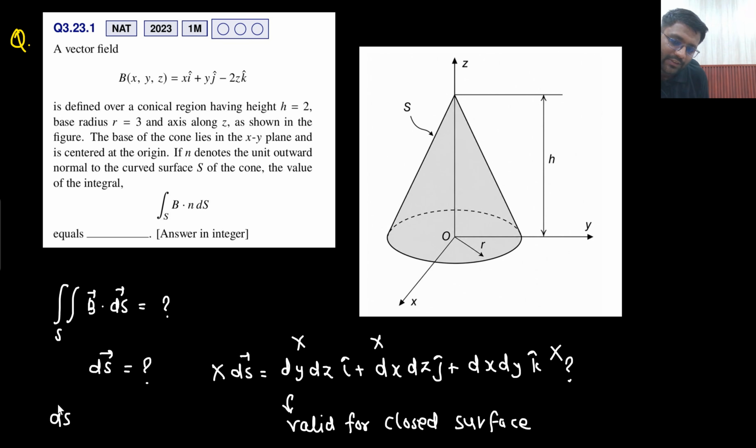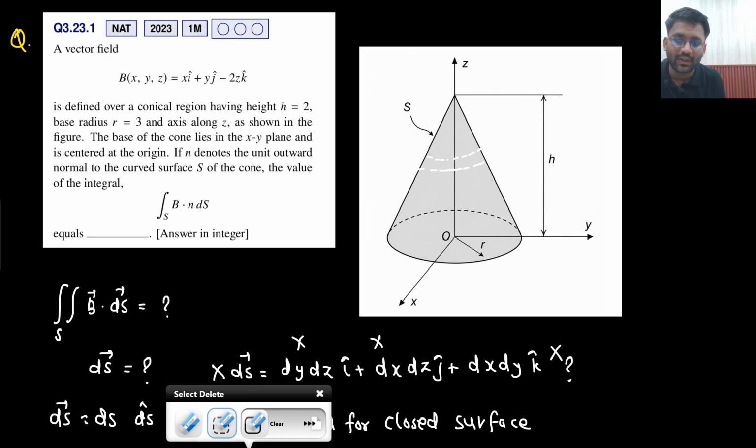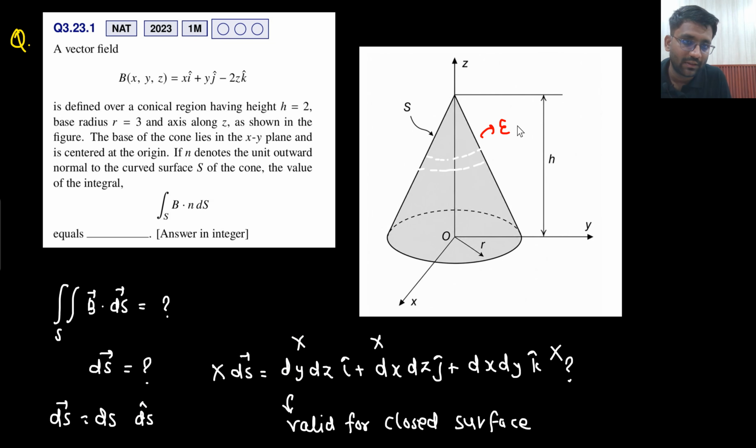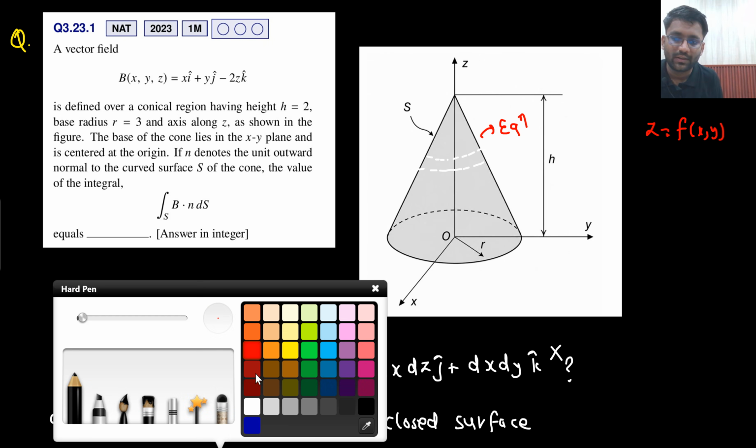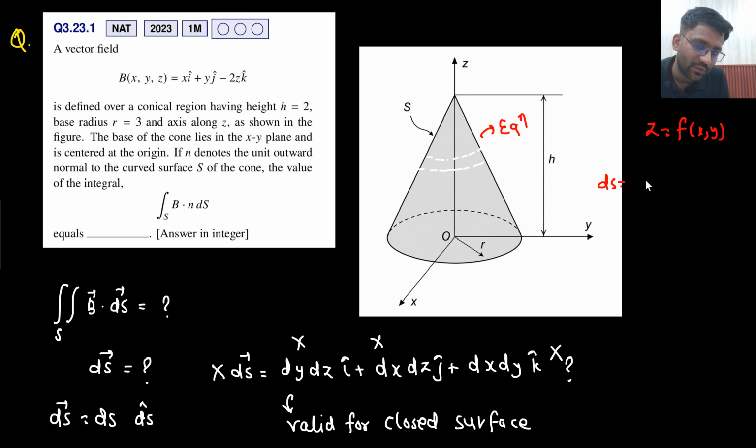So you have to write down the ds vector in this way only, as ds cap times ds. First you find out the equation of this surface. Then through the equation of this surface you find out ds cap, along with the ds magnitude as well. z would come out to be a function of x comma y. Then you find out ds, which will come out to be root of 1 plus zx square plus zy square, dx dy.